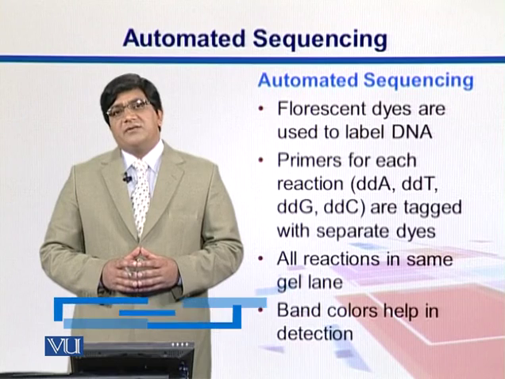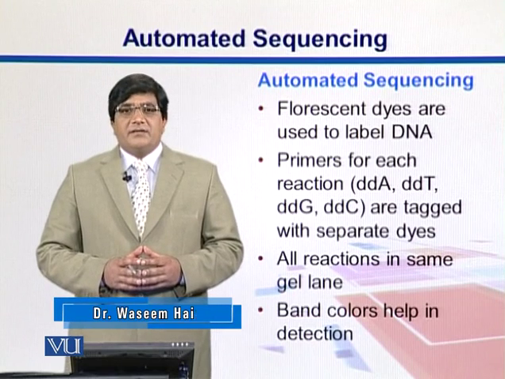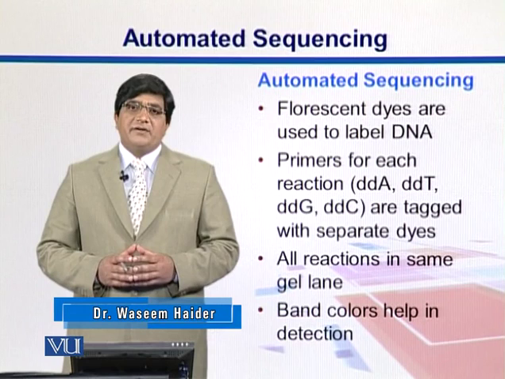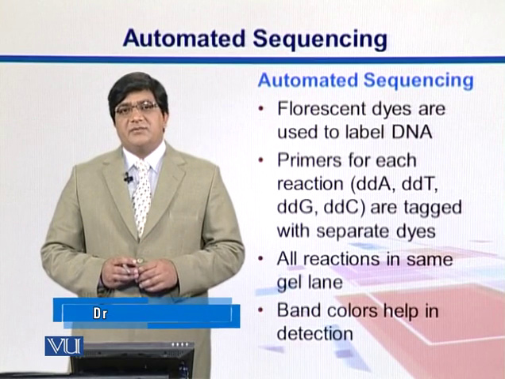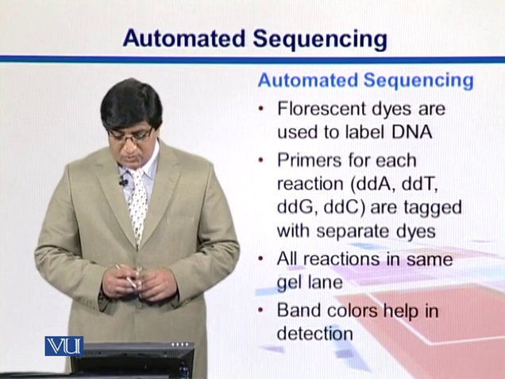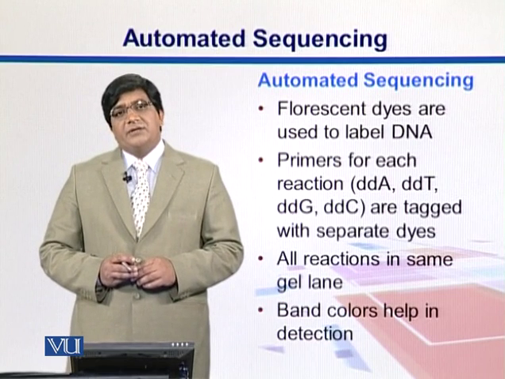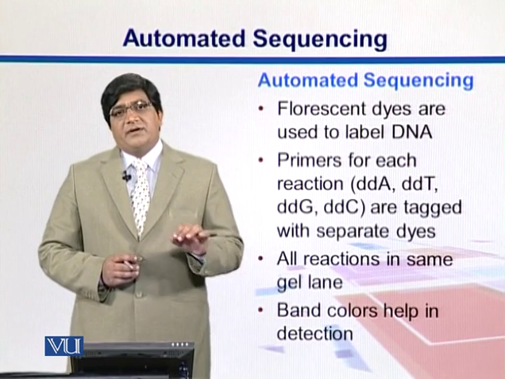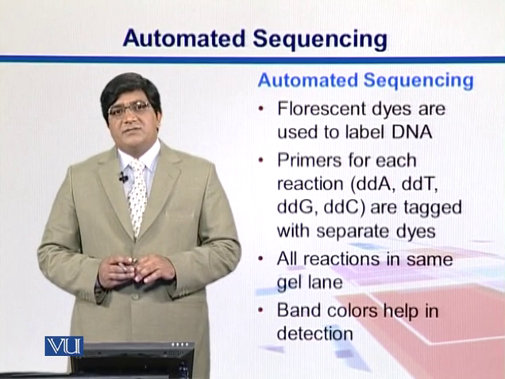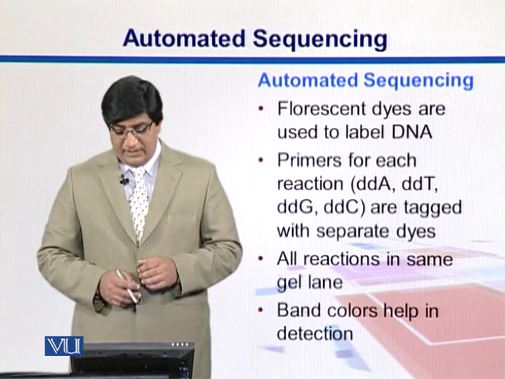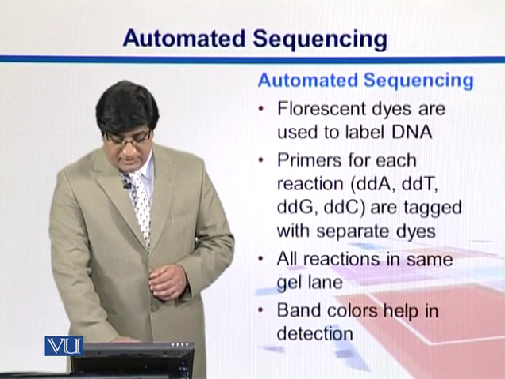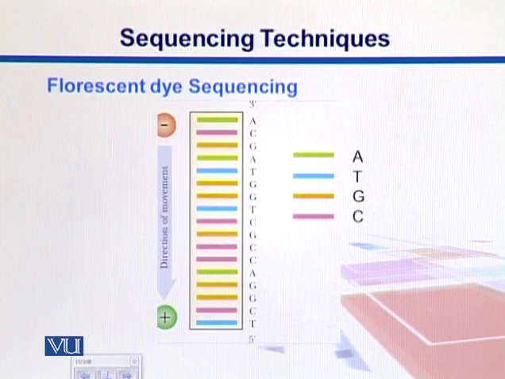So what we do here is we take those nucleotides and set up different reactions, but the primers in each reaction are labeled with different dyes. These reactions then don't need to run in different wells on a gel; we just put them in the same well and they can go on the same lane. And these band colors help in detecting which nucleotide is there.